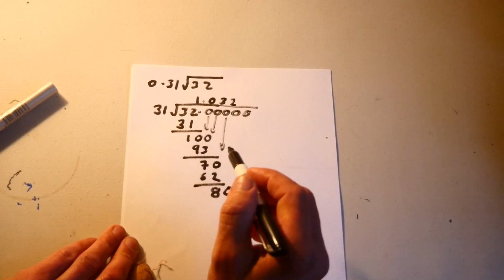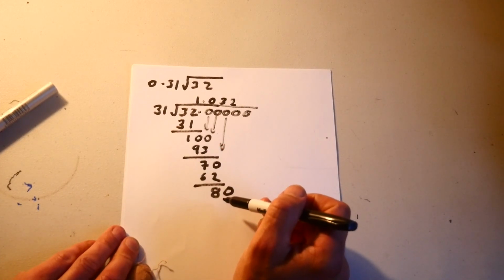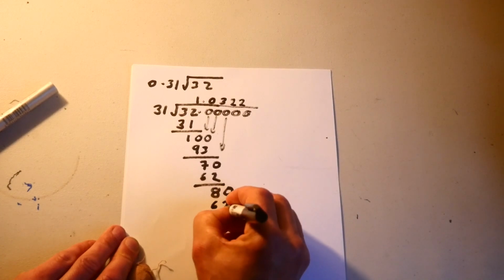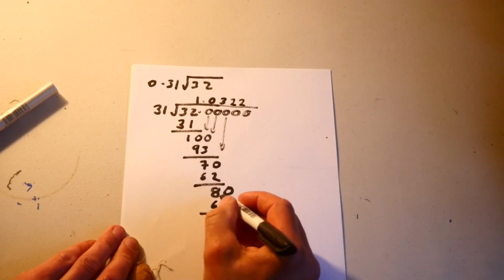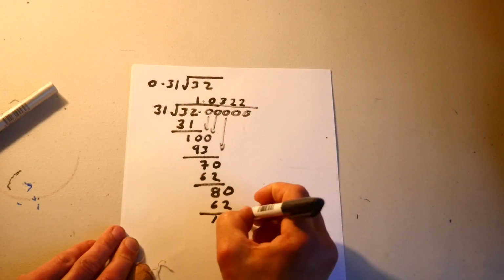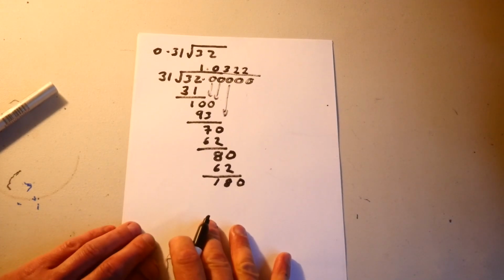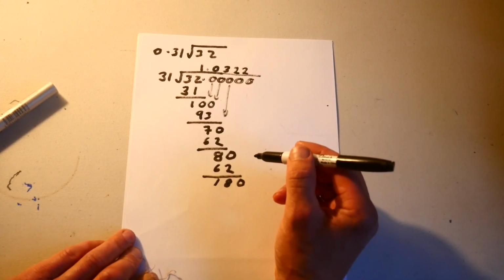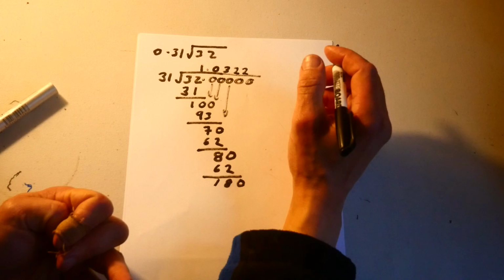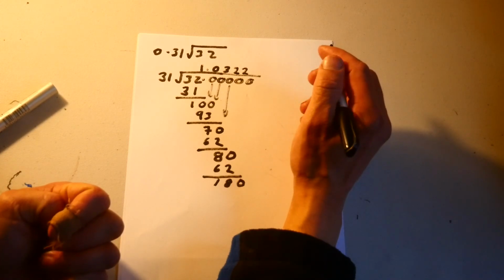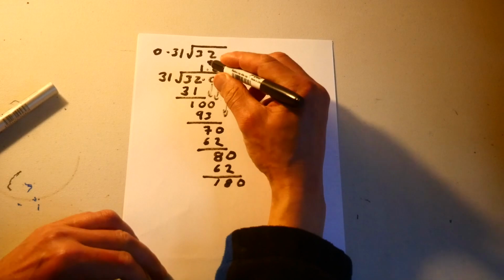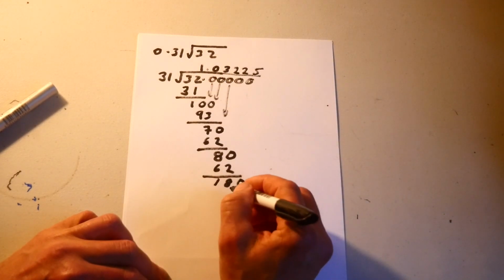Okay. 31 into 80 goes twice. 2 times 31 is 62. 80 minus 62 is 18 difference. And bring down the next 0. Okay. Then 31 into 180 goes 5 times: 30, 60, 90, 120, 150. 5 times 1 is 5, 5 times 3 is 15, 155.